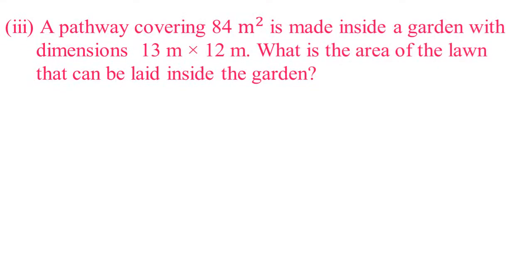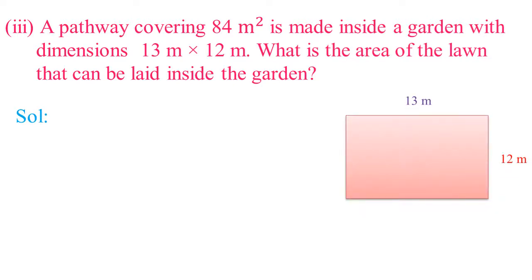Let's see third problem. A pathway covering 84 meters squared is made inside a garden. The dimension is 13 meter into 12 meter. What is the area of the lawn that can be laid inside the garden? Let us find the solution. A pathway covering 84 meters squared is made inside a garden with dimension 13 meter into 12 meter.